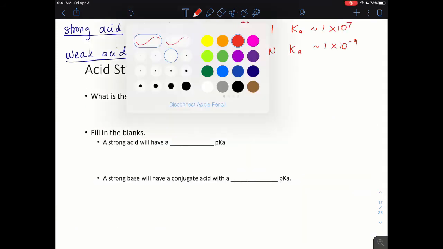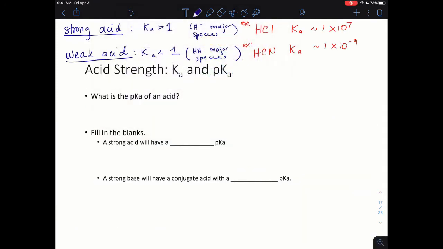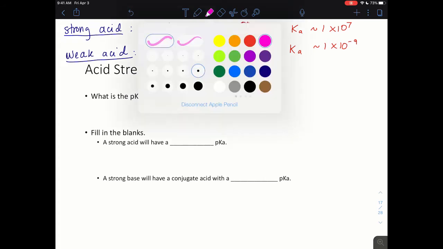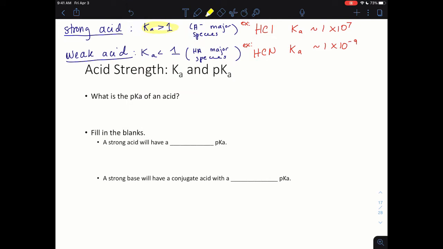So let's think about some representative strong acids and weak acids. So again, a strong acid has a Ka that is greater than 1, meaning that it completely dissociates in solution, and A- is your major species at equilibrium.